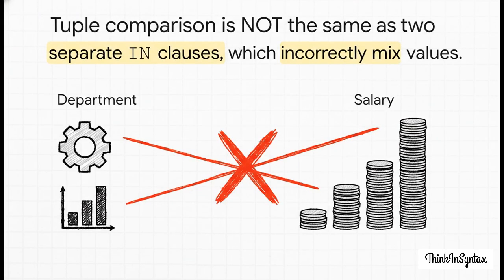Now this is the most important part. This is not the same as doing two separate checks, like where department in blah blah blah and salary in blah blah blah. That is a recipe for disaster. Why? Because you could accidentally match the top salary from sales with an employee who happens to be in engineering. It's like mixing and matching. Tuple comparison is smarter. It makes sure the department and salary match for the same row.